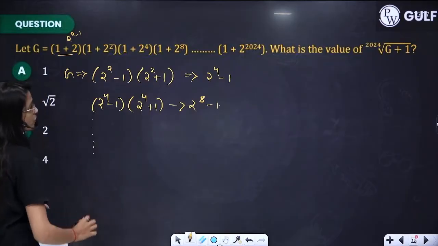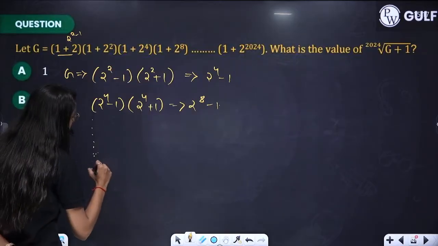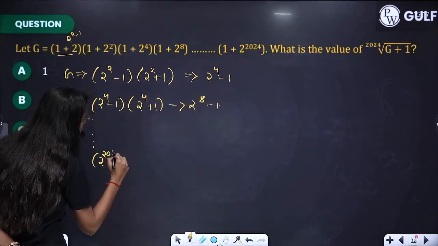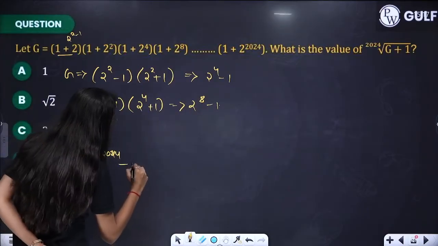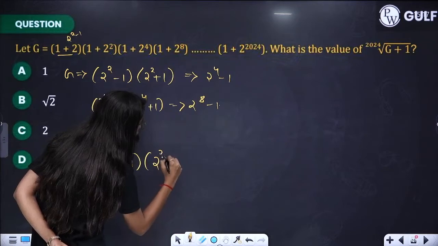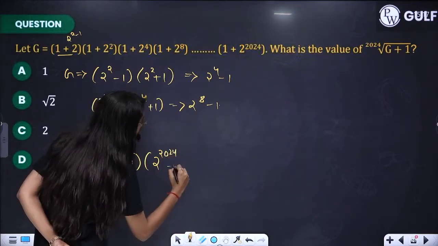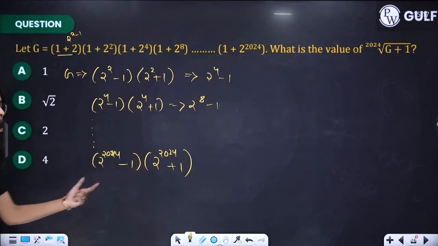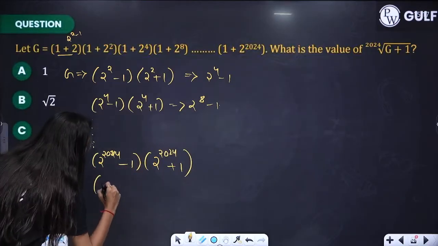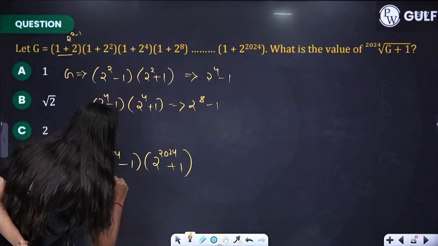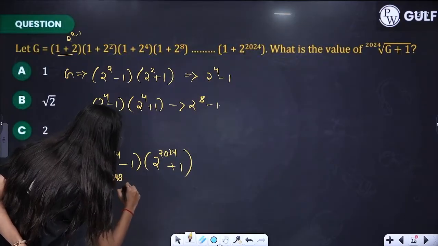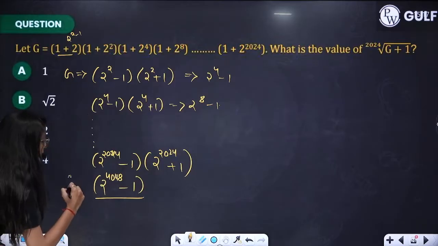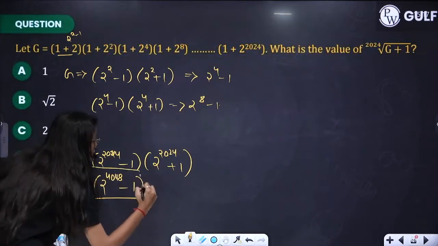And then later on, I'll be getting a term as 2 raised to 2024 minus 1 multiplied by 2 raised to 2024 plus 1. My last term, which I'm talking about, my last term. If I multiply them again, what I'm getting is 2 raised to 4048 minus 1. Okay, this would be my last term. That is nothing but G. This will be my G.